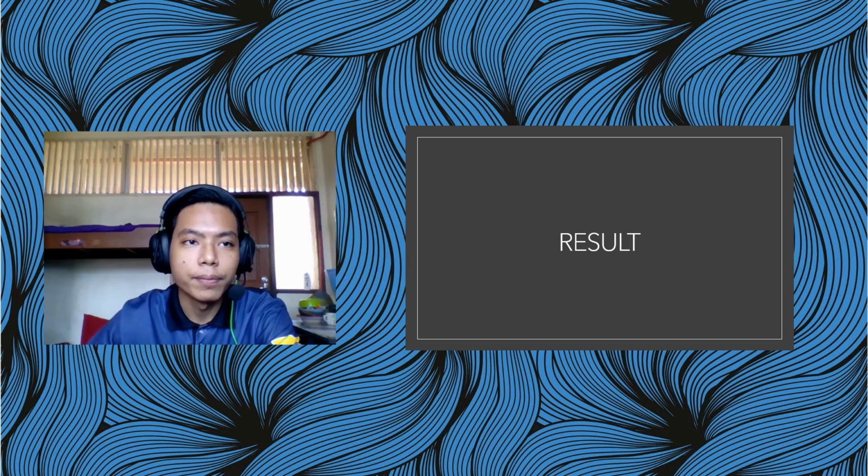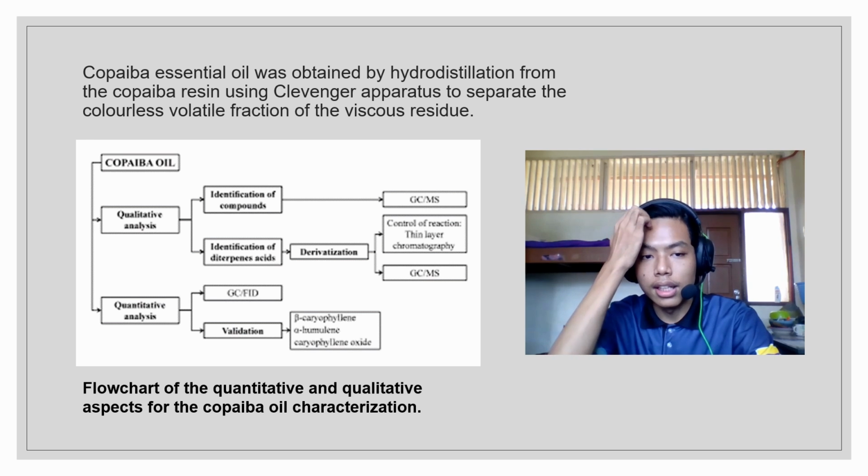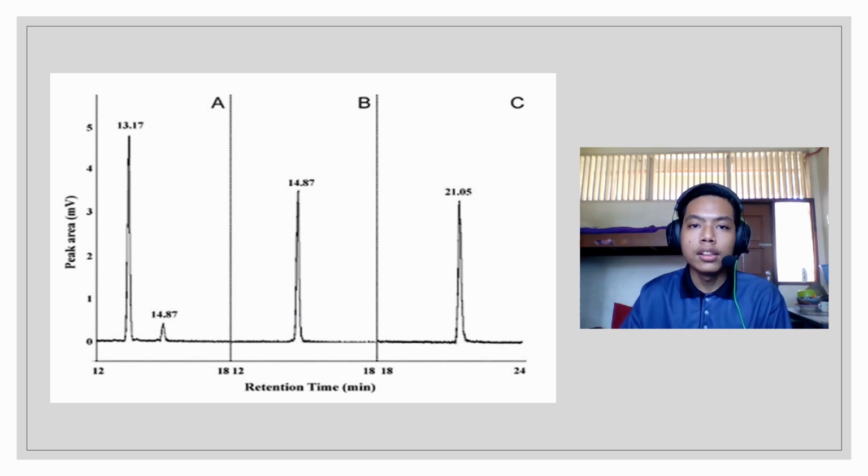Now is the results part. Copaiba essential oil was obtained by hydrodistillation from the Copaiba resin using a Clevenger apparatus to separate the colorless volatile fraction of the viscous residue. This is the flowchart of the quantitative and qualitative aspects for the Copaiba oil characterization. To improve resolution and reduce analysis time, the gas chromatography flame ionization detector method for Copaiba resin and essential oils was transposed and optimized. The retention times were only slightly changed because of this adjustment, but neither the peak elution order nor the relative peak area of the compounds were changed.